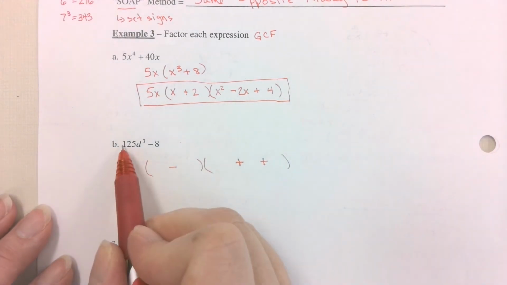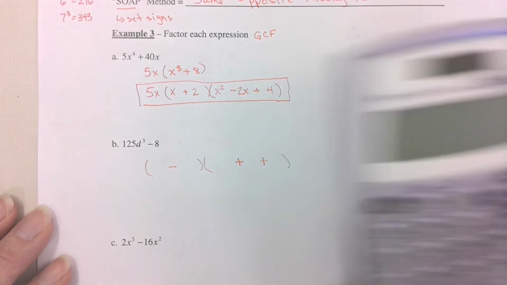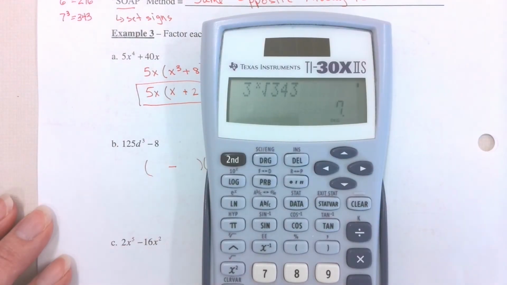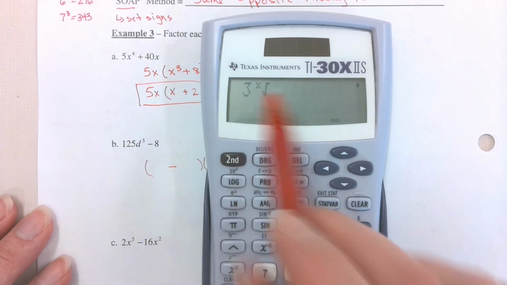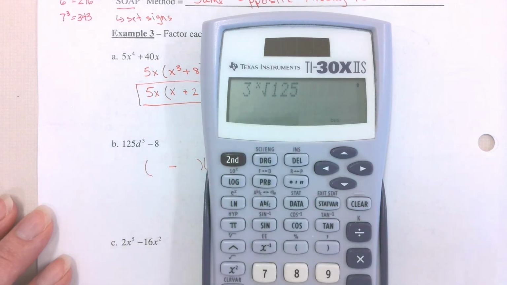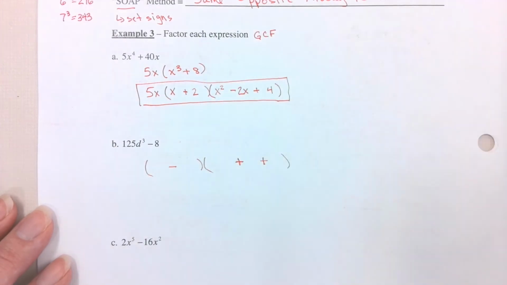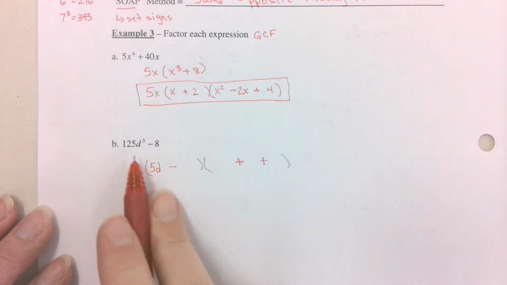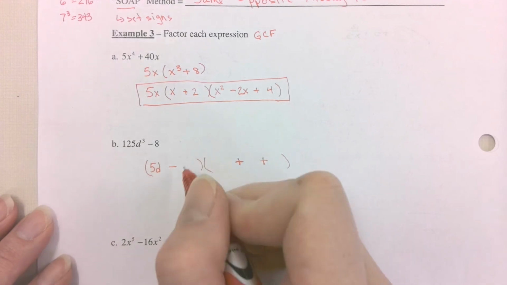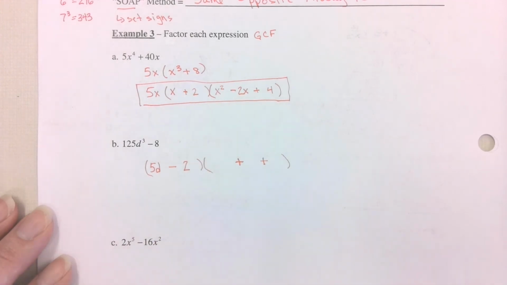We are going to take the cube root of 125. Now, if you're not sure what that is, again, we would just enter that in the calculator, define your root. So the third root of 125, and we get 5. So the cube root of 125 is 5. The cube root of d to the third is d. The cube root of 8 is 2.